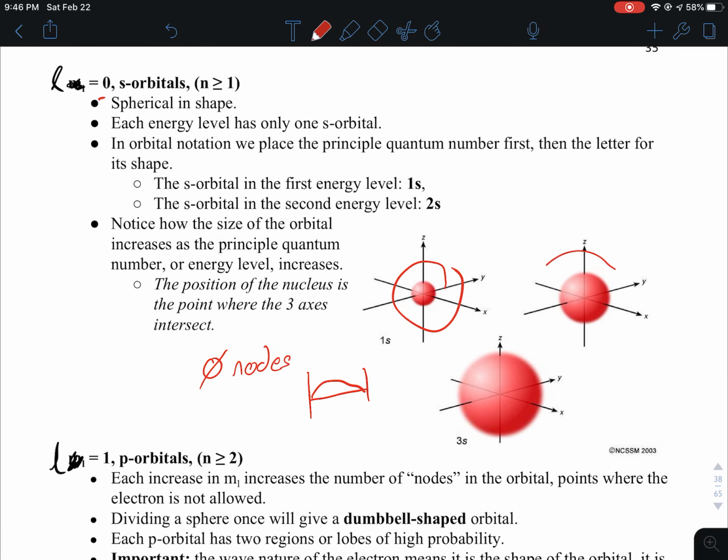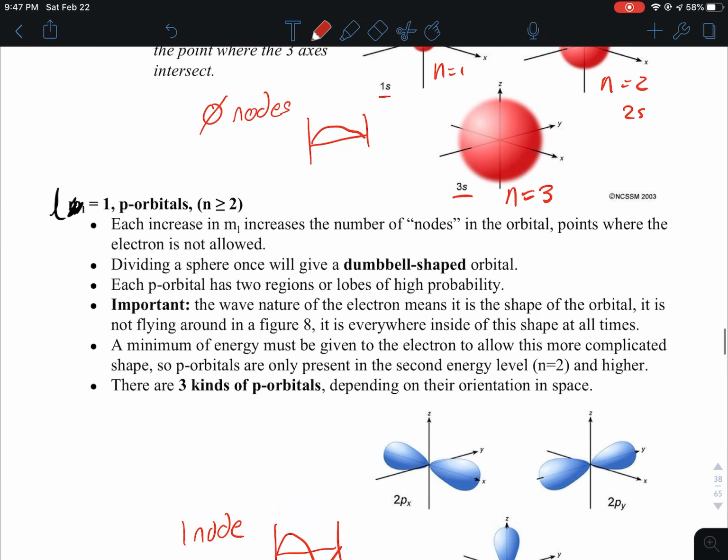So here is the no node shape. It's a sphere. So all 3 of them are spheres here. These are just different n values. So this is n equals 1, n equals 2, n equals 3. And so we've called them 1s, 2s, and 3s. S here is for the spherical shape. And then the first number is for the n, for how big they are. Notice they get bigger each time.